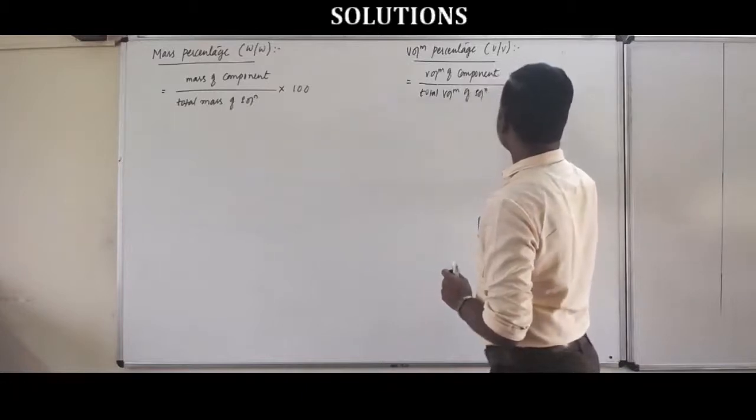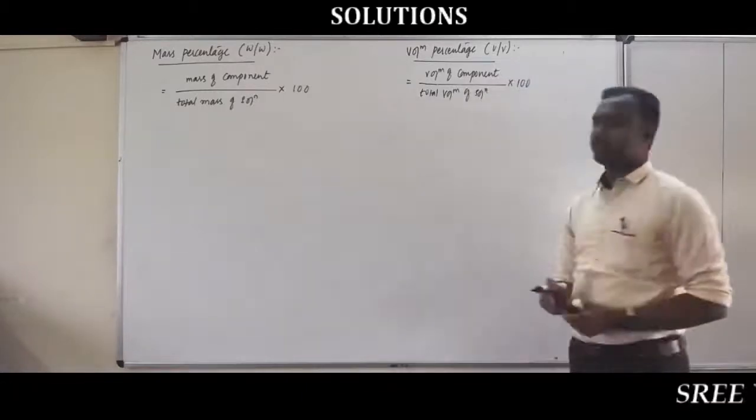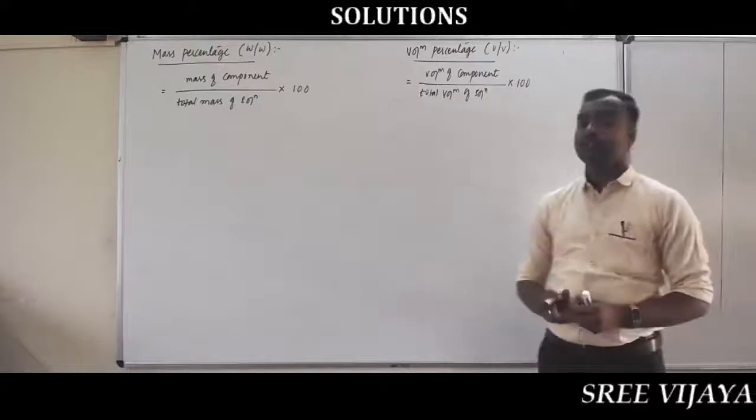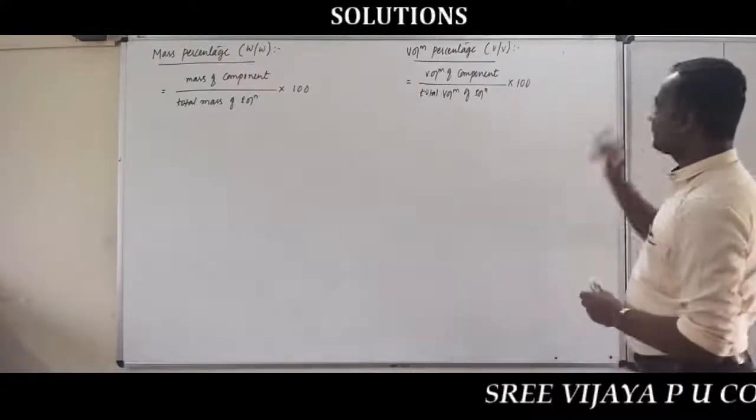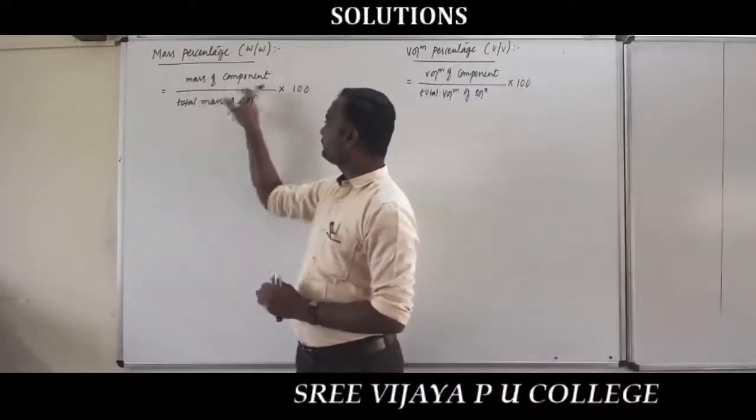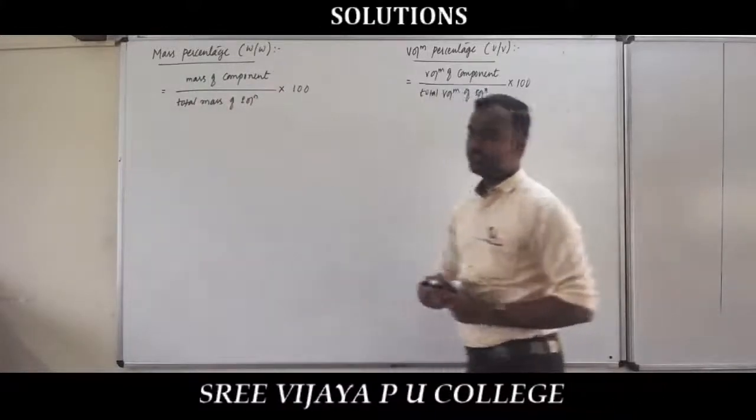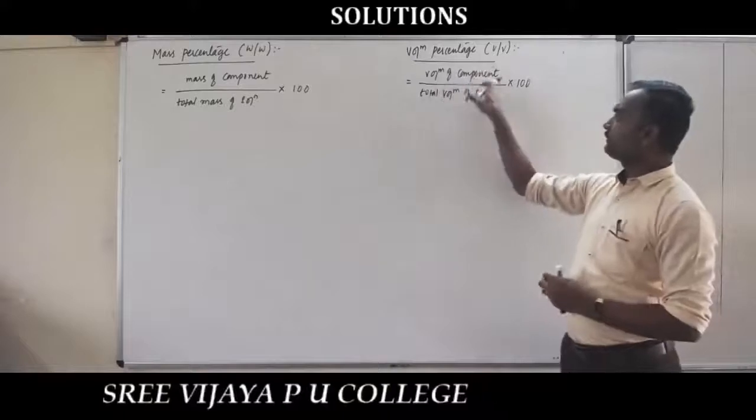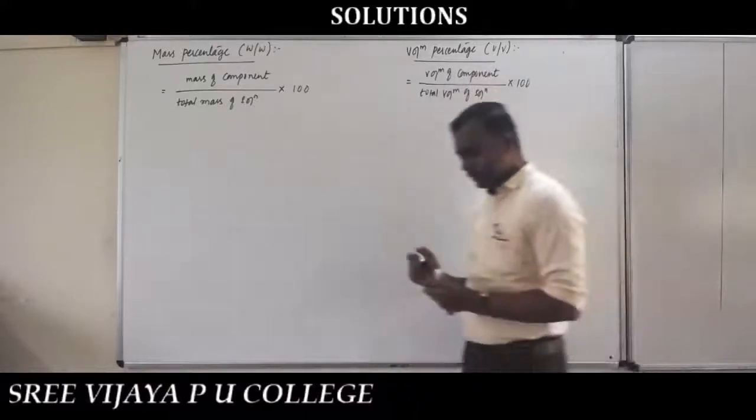Solution into percentage, that is 100. This is called volume percentage. So one more thing is mass by volume percentage. Okay, so mass percentage is mass of component to the total mass of solution into 100. And volume percentage is volume of component divided by total volume of solution into 100.